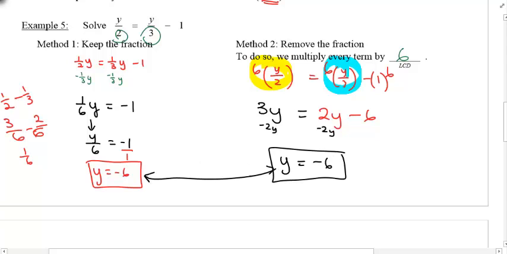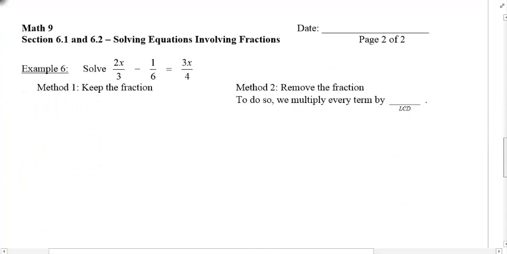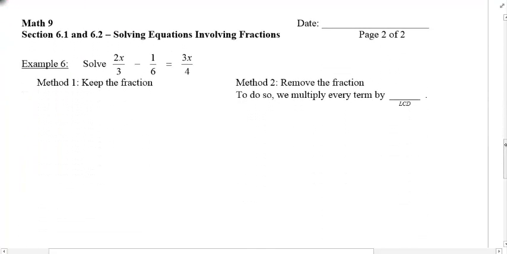Same. Okay? Same. So once again, either method works. Choose the one that you like. Alright, so example number 6 on the next page. Let's do one more, and I'm going to show you both ways, once again, keeping the fraction and also multiplying by the lowest common denominator.